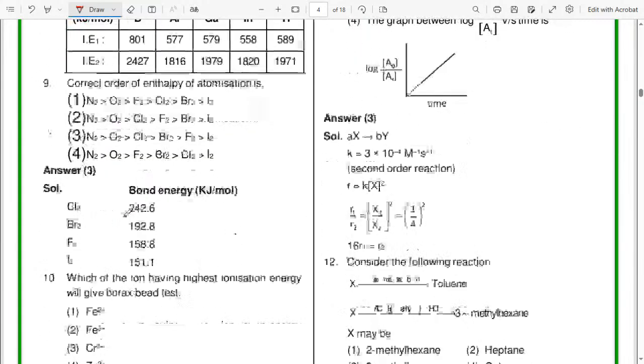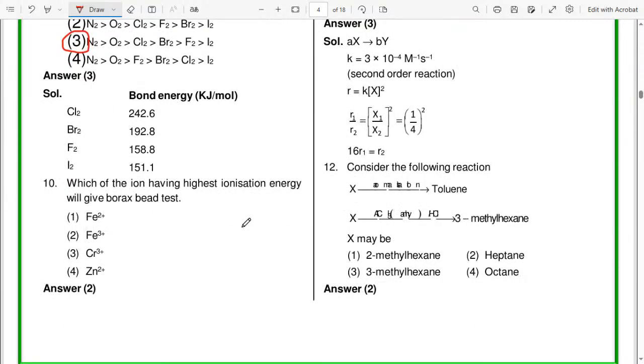Next question number 9. Correct order of enthalpy of atomization is, what is the correct option? Yes, 3, that is nitrogen greater than O2 greater than chlorine greater than bromine greater than fluorine greater than iodine. So bond energy in kilojoules per mole is given here. So the same statement follows based on this bond energy.